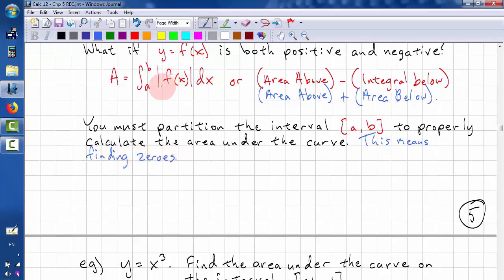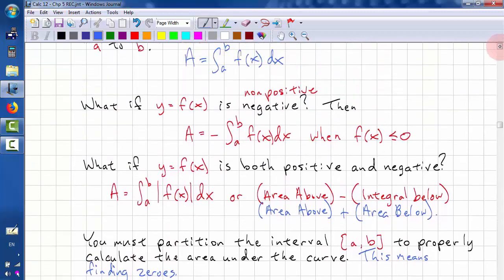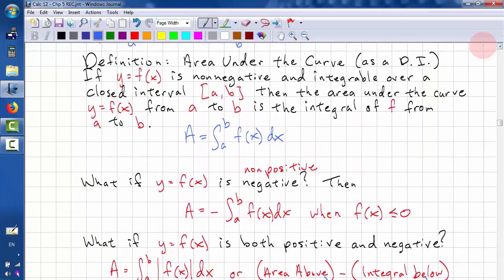Okay, so if you're going to do the absolute value, you need to find out where it's positive and negative, and that means to partition by finding zeros. Let's go back just a little bit. So area under the curve is a bit of a misnomer.